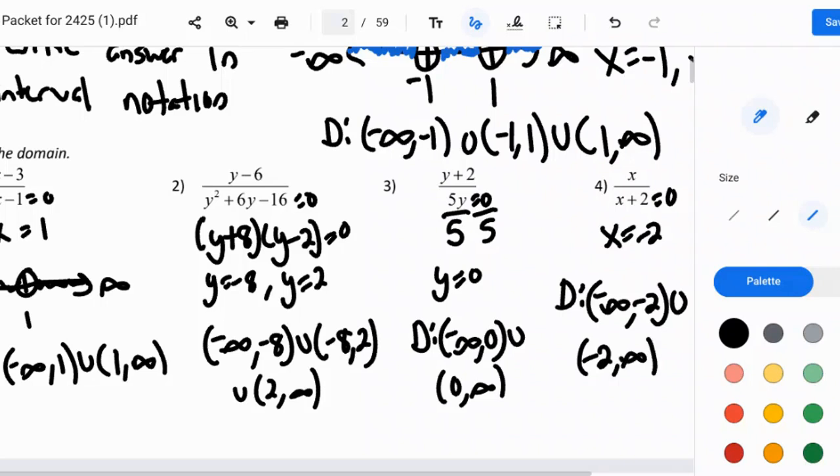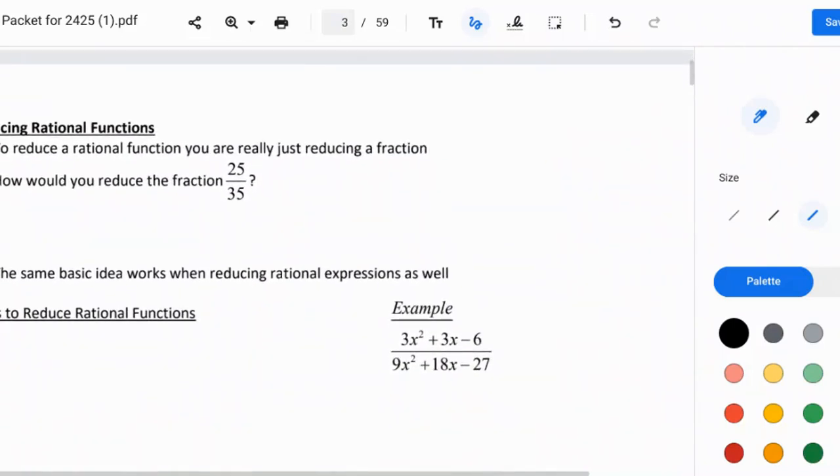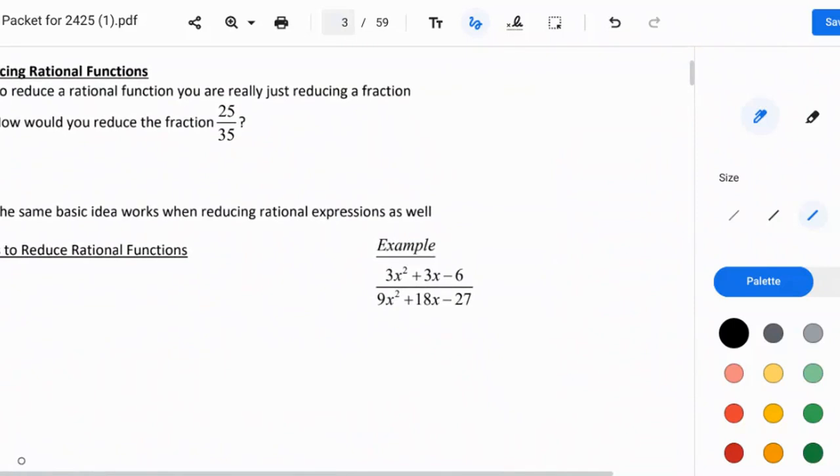So that's the first third of your homework, is setting the bottom equal to 0 and solving and making sure that you find all of your numbers that would give you a divide by 0 error, and just delete those from your possibilities, because domain is your possible numbers. So if we keep moving down here, reducing is next. That's our next third.